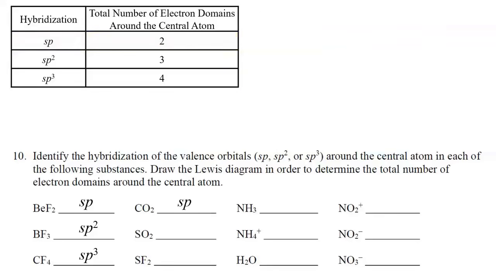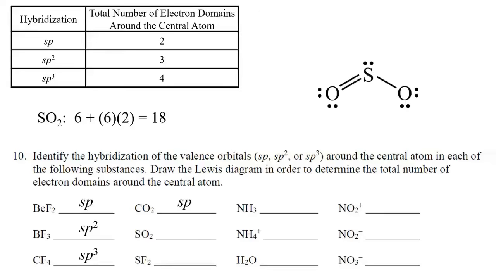All right, moving on to sulfur dioxide, or SO2. 6 for sulfur, 6 for oxygen, times 2, that's 18 valence electrons. So our Lewis diagram looks like this, with 2 bonding domains and 1 non-bonding domain on the central atom. That's a total of 3 electron domains. Therefore, the hybridization of the central atom is sp2.